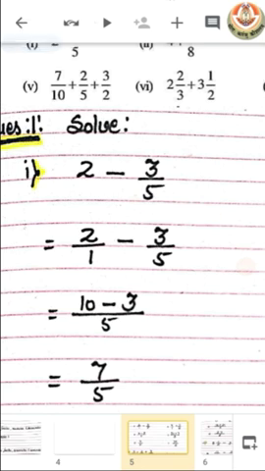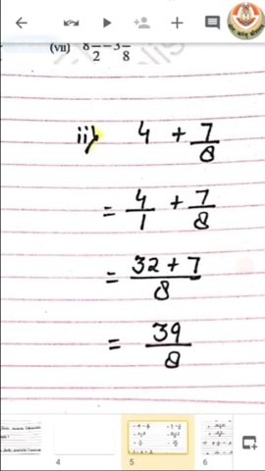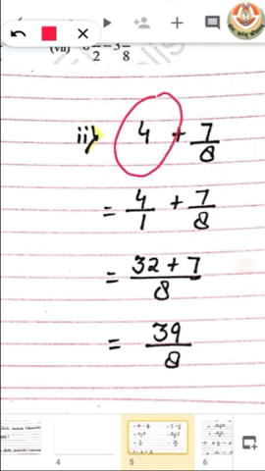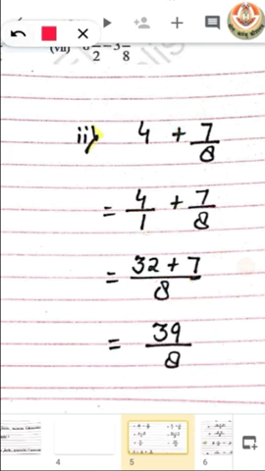Now, after this, let's try to solve the addition of two numbers. One is a fraction, another is whole. So for this again we make that whole number in the form of a fraction. Then we add both of them by taking the LCM of 1 and 8, which is 8. Then we solve it and we get the answer 39 by 8.